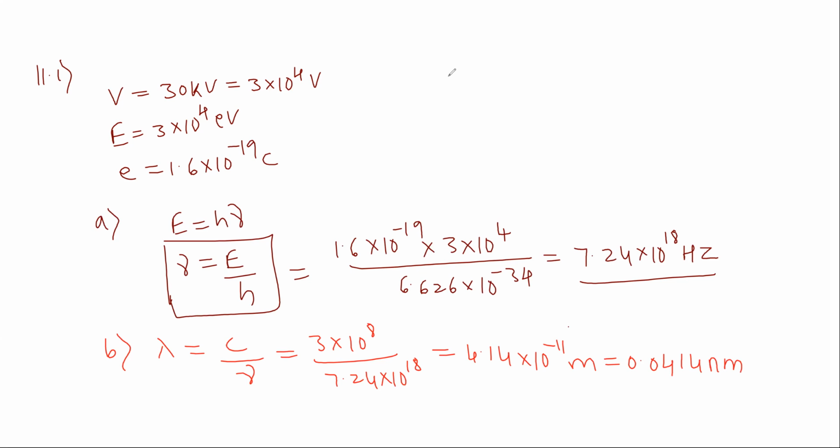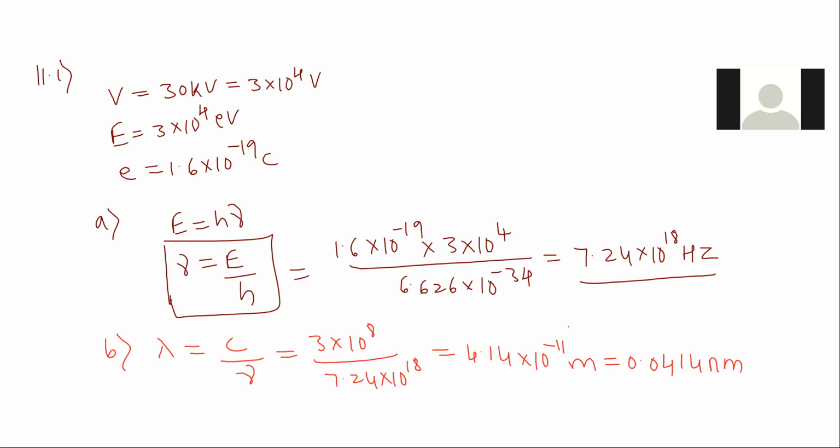So it is easy, but you have to understand the question. What did we do? They have given V value, E value, and by using that, they asked to find frequency and wavelength. Frequency is calculated by using the formula nu is equal to E divided by h, and wavelength is calculated by using C by nu. So wavelength we got 0.0414 nanometer, and here nu value we got 7.24 into 10 to the power of 18 hertz.